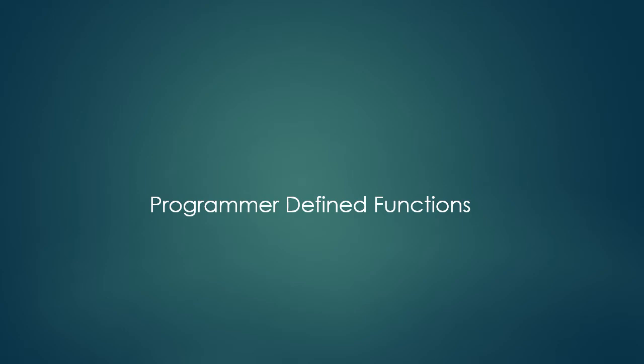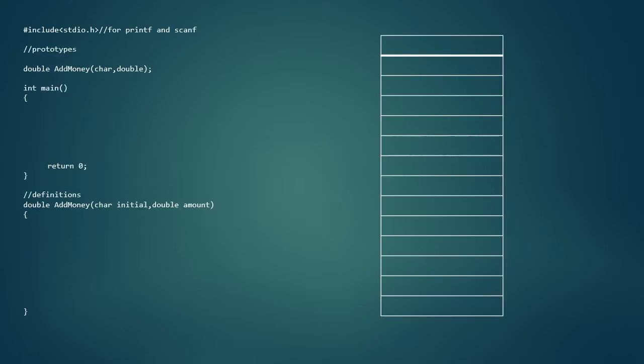All right, welcome. In this video, this is part 2 of Programmer Defined Functions Review. We're going to do some more memory maps with functions and review functions. So let's get started. All right, here I have this program. It's incomplete. I'm going to be adding to it.